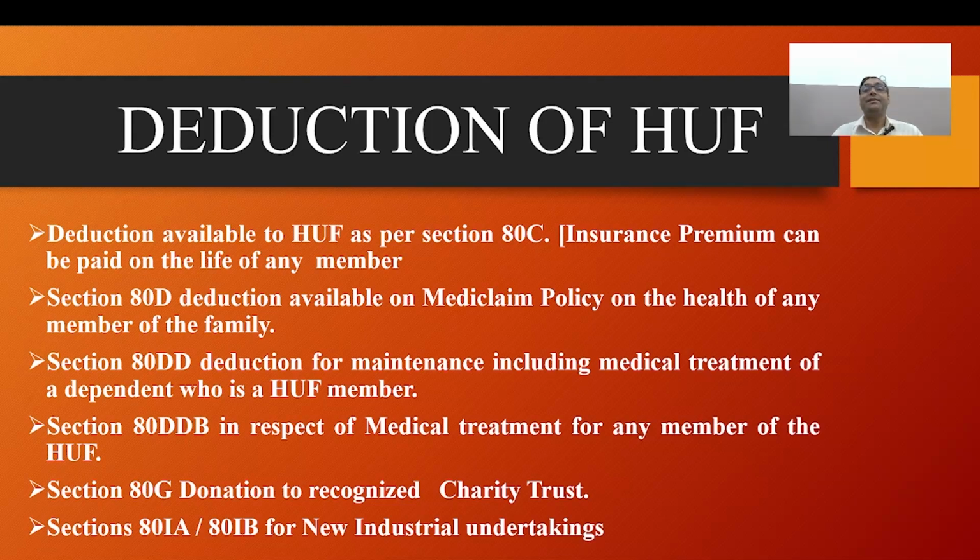Life insurance, section 80C, it will be claimed under section 80C, 1,50,000. Investment: as a Hindu undivided family you are allowed to make investments in tax saving fixed deposits, equity linked saving schemes (ELSS), mutual funds, and the tax benefit is 1,50,000 under section 80C.